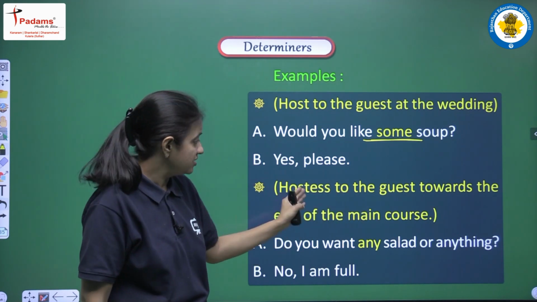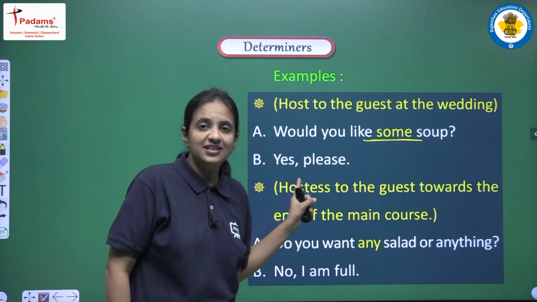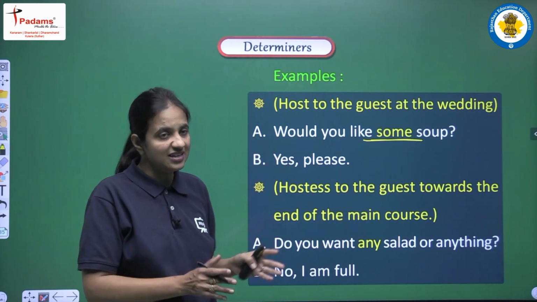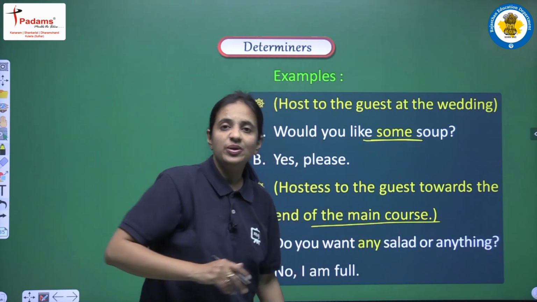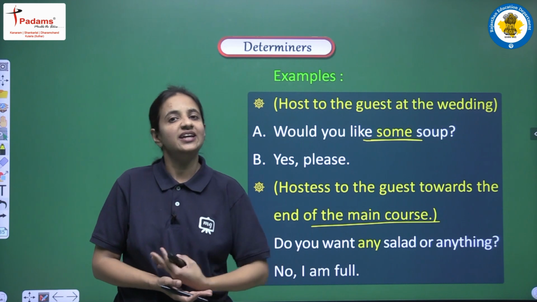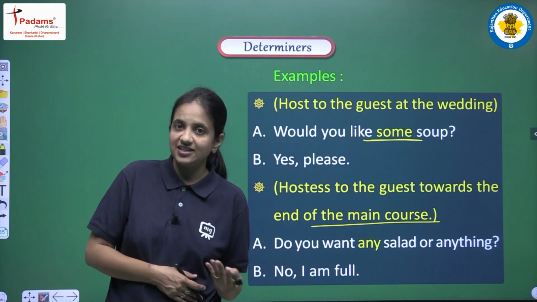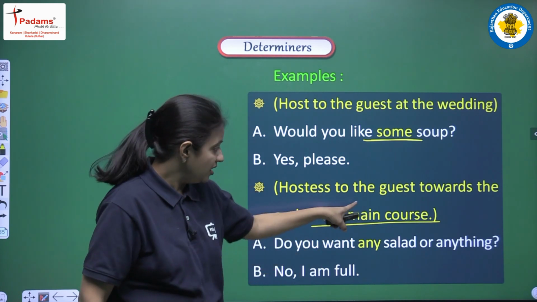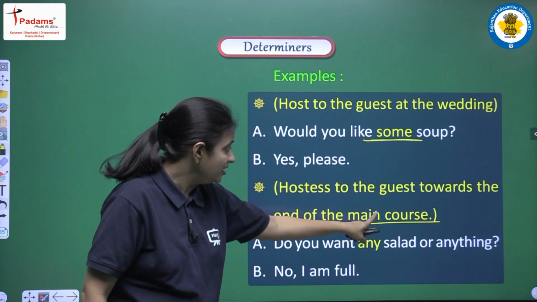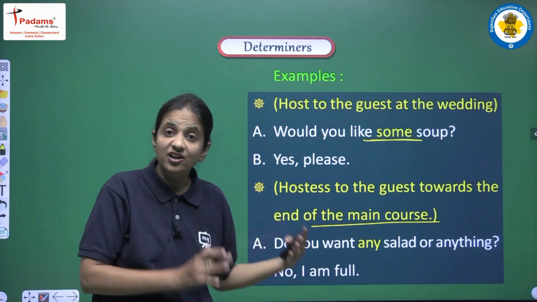But now the hostess to the guest toward the end of the main course. Try to understand this sentence very carefully, because the main course जो है वो end हो चुका है. It means जब भी हम lunch लेते हैं, dinner लेते हैं, तो सबसे पहले हम कैसे start करते हैं? हम starters लेते हैं, right? फिर main course आता है, फिर हम dessert लेते हैं. So now we are having this thing that the main course was towards the end. It means जो main course था वो भी end होने वाला था.